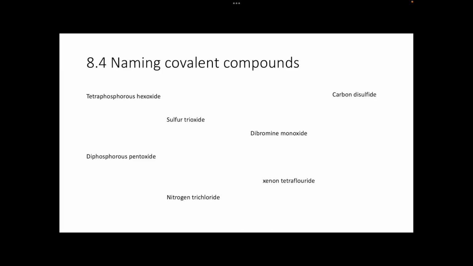Section 8.4 is naming covalent compounds. So we did ionic compounds earlier, but now there's different rules for covalent compounds. So some examples are like sulfur trioxide, carbon disulfide, xenon tetrafluoride, and things like that. So now you can see that we're actually using prefixes here, and those tell you how many of each atom there are in your compound.